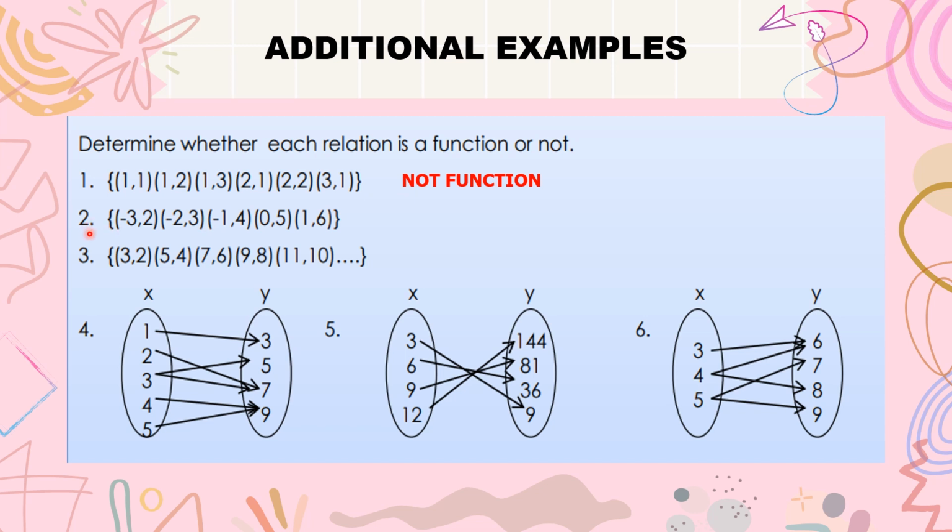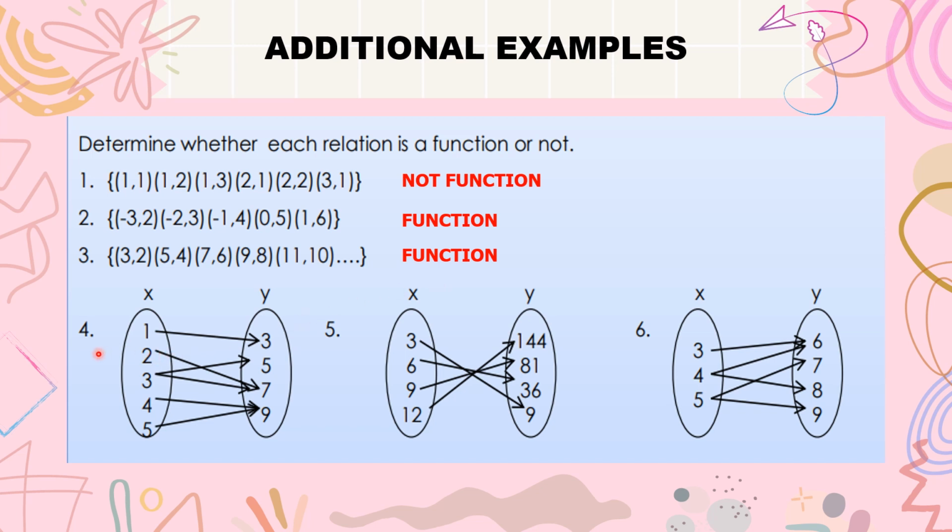Number 2. Ang mga domain natin sa number 2 ay negative 3, negative 2, negative 1, 0, and positive 1. So walang naulit na domain, so it is a function. Number 3. Yung ating mga domain ay 3, 5, 7, 9, 11, and so on. So as you can see, there is no repeated domain. So it is a function.